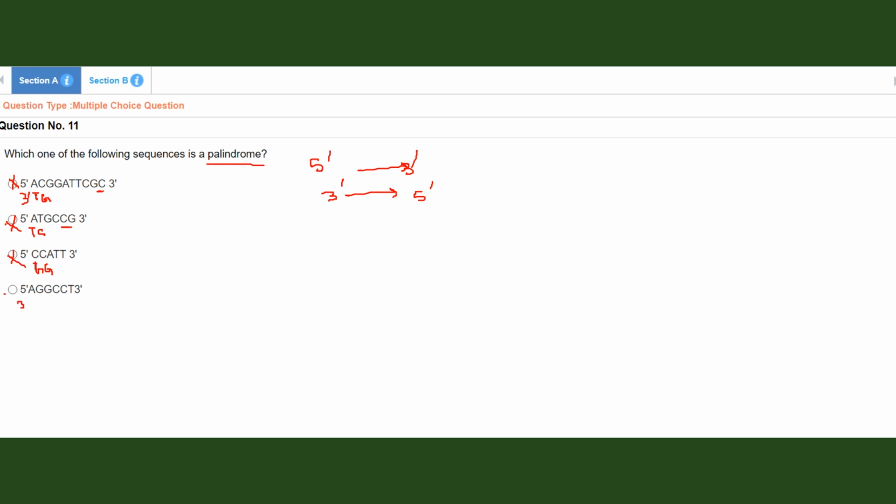We will see it's 3', it will be reading like TCC, and it is identical to the 3' sequence of the other strand, so this is the correct option.